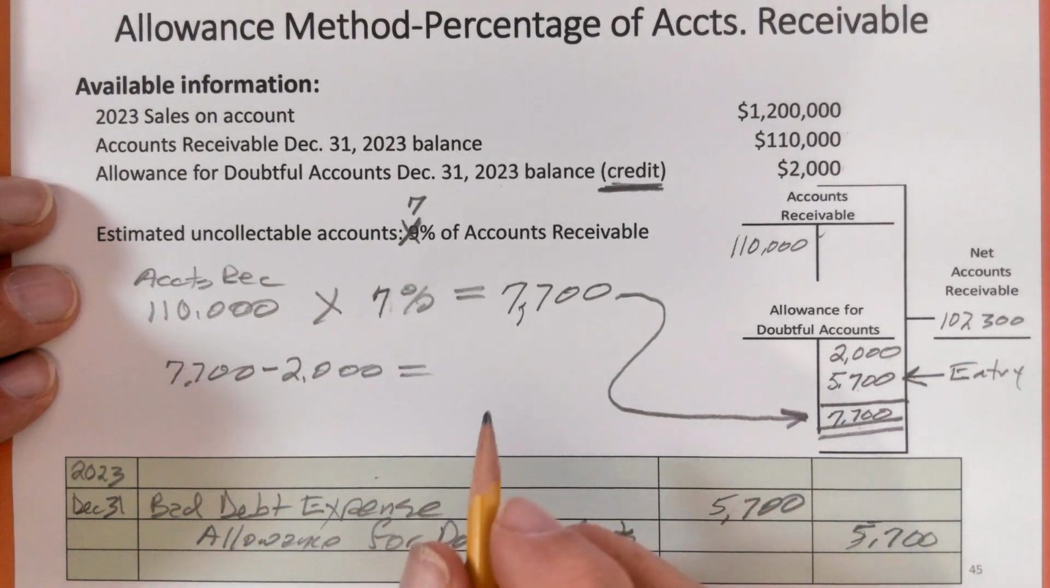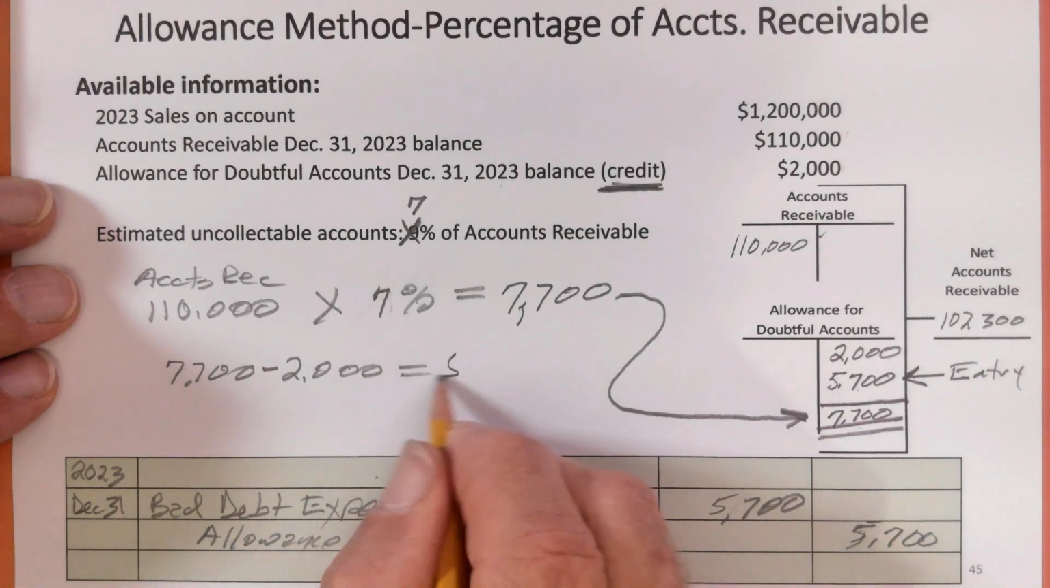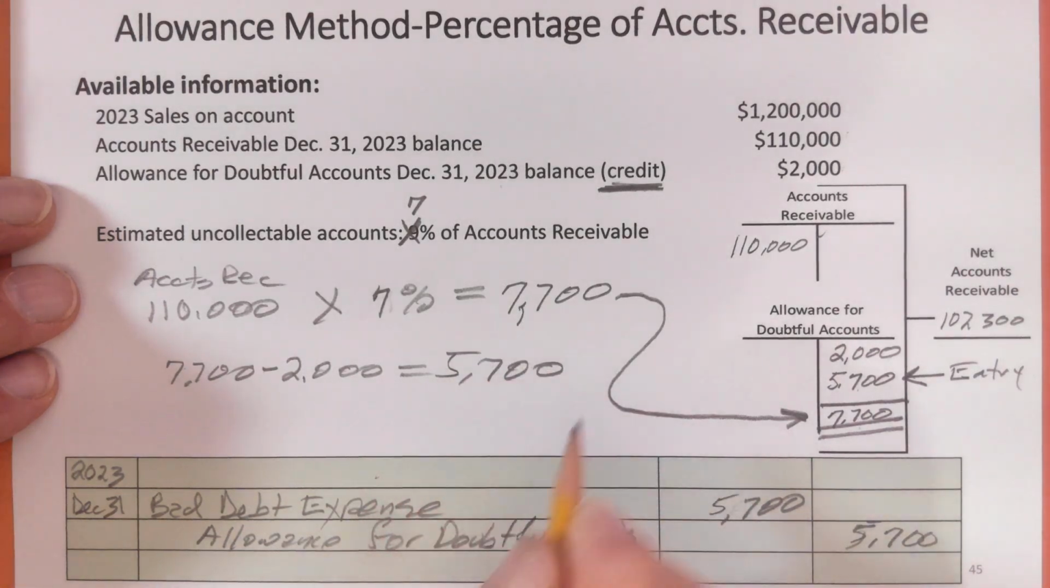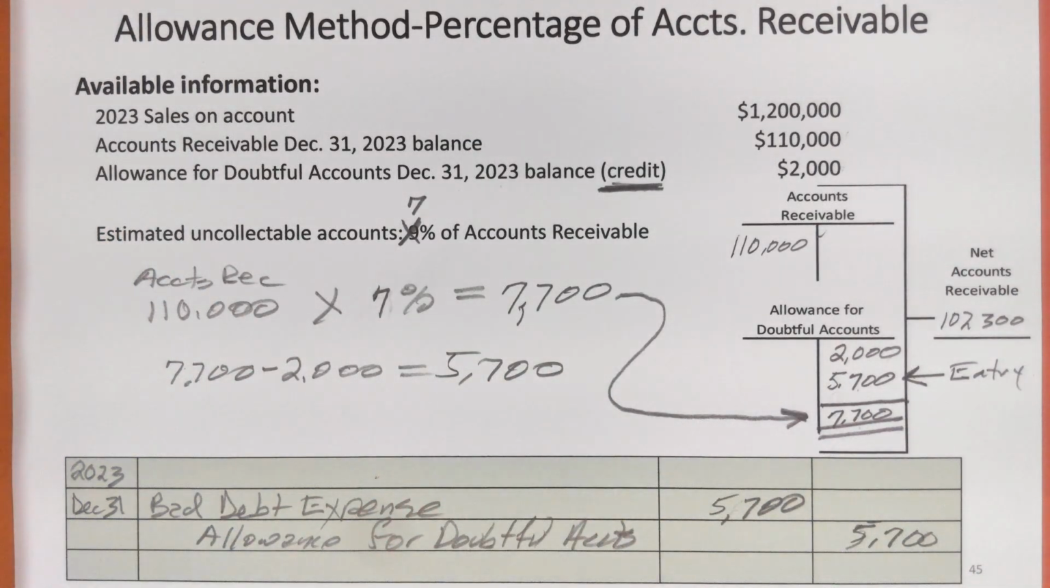Therefore, I need an entry for $5,700. And you make that entry, and you take it to bad debt expense, and you credit the allowance for doubtful accounts, and you are good to go. You're golden. You're going to get that question correct.